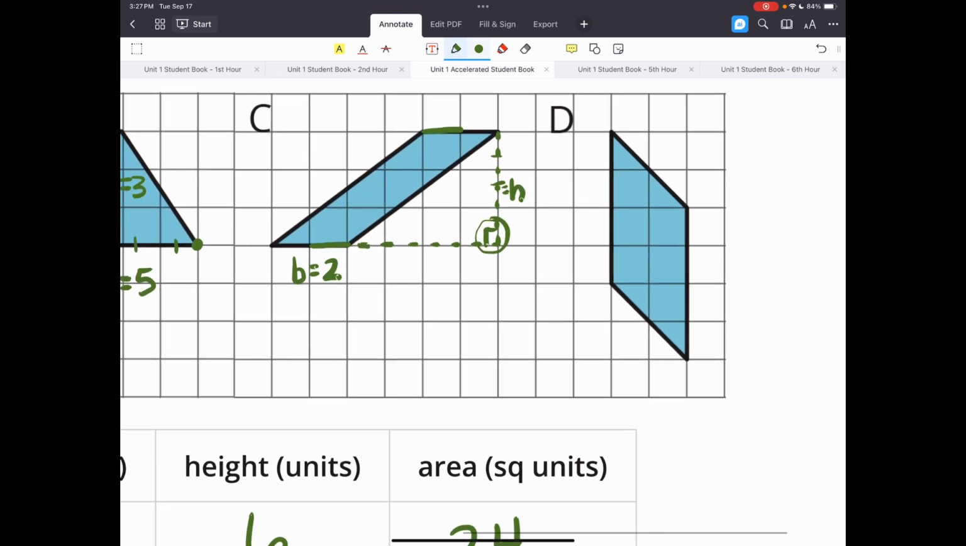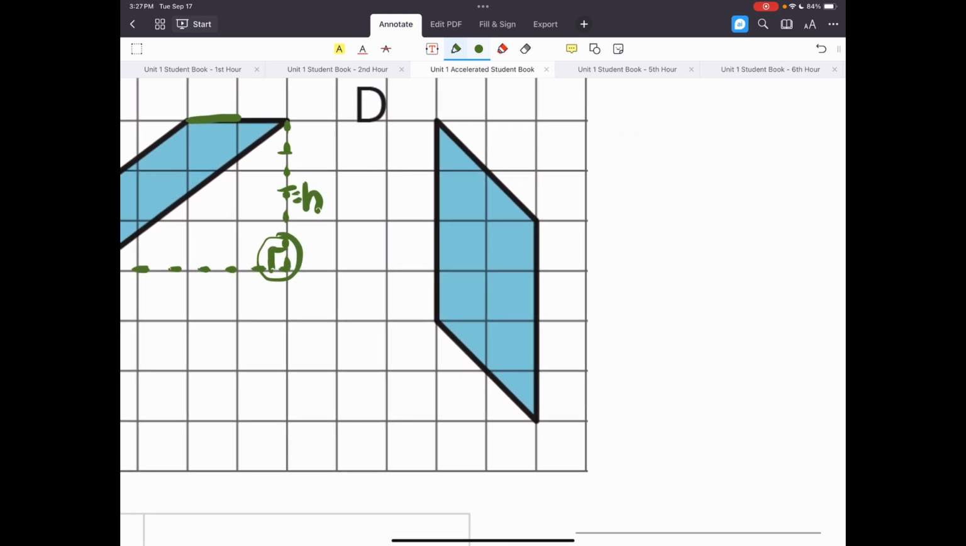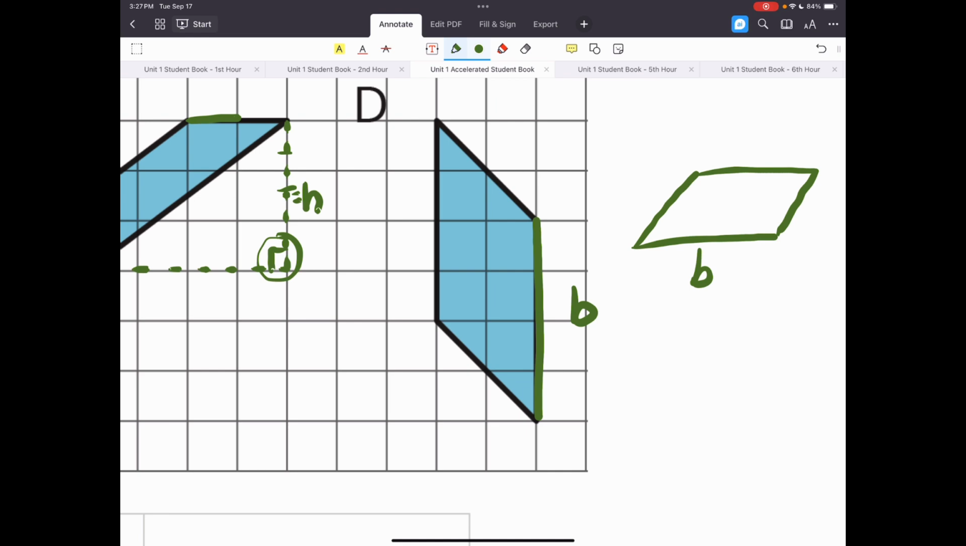Okay, D is where we get to the situation where the parallelogram has been rotated. We're not going to use the slant as our base or our height. We're going to actually use this vertical line as our base, as if we turned this upside down. If it was laying on its side, it would look like this and the base would be at the bottom. But unfortunately, they've tilted it up, so we have to go based off of this one.